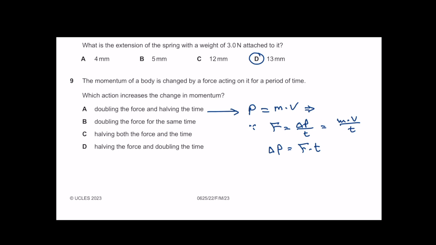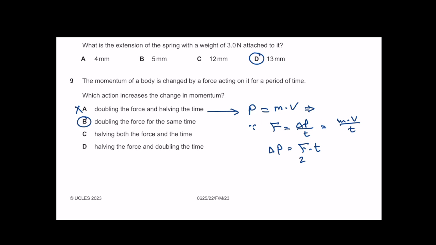So they said which action increases the change in momentum? Doubling the force and halving the time. It means if we double the force and halve the time, we did nothing. So it cannot be A at all because it gives you the same change in momentum. No doubt, it could be the same. Doubling the force for the same time, yes. It means I'm going to make this F into 2F, and the time is still the same. So in this case, the change in momentum will increase. So initially, you're going to choose B.